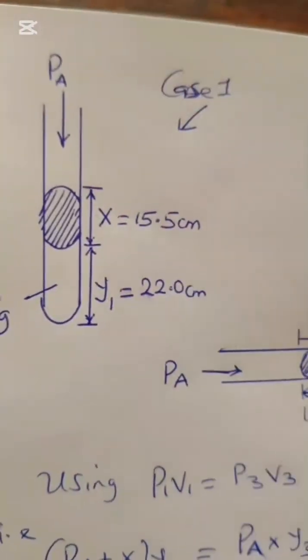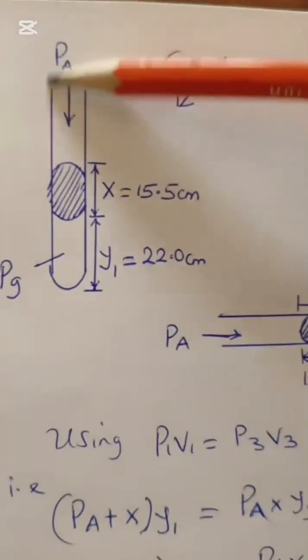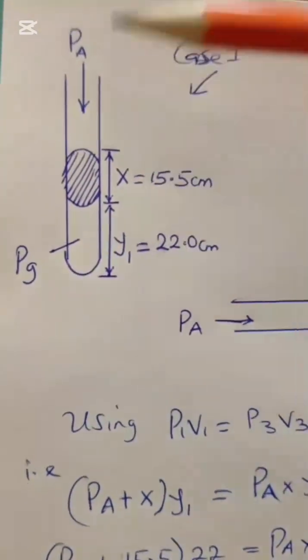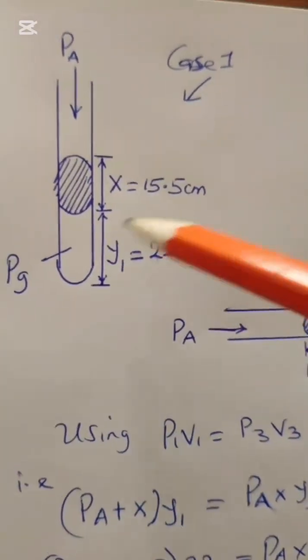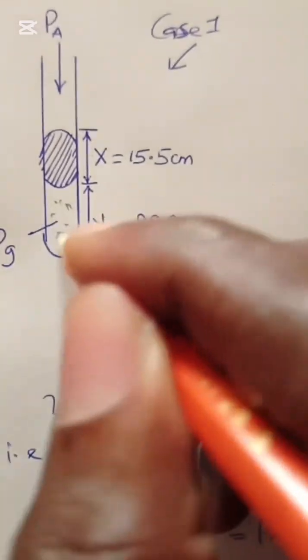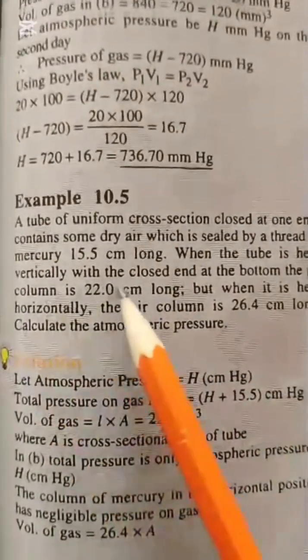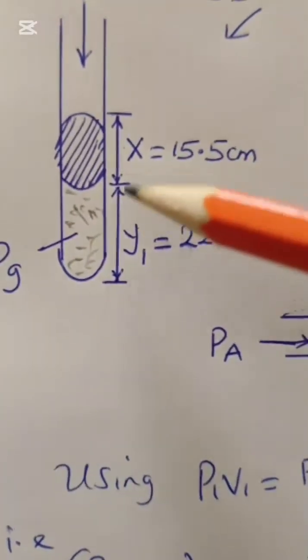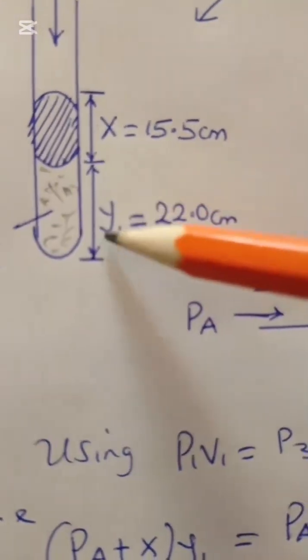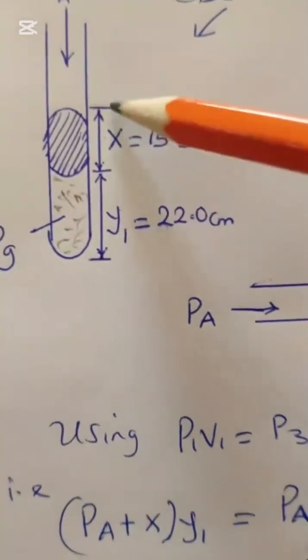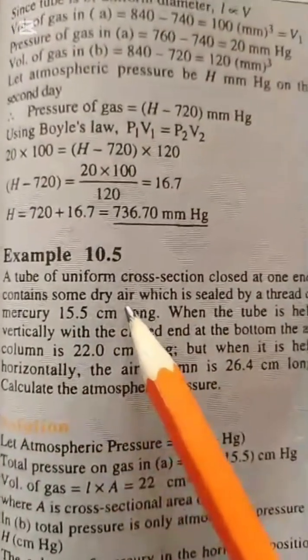I want to use this explanation. So the tube is held vertically with the closed end at the bottom. Over here you have your trapped gas, down here. The air column is 22 centimeters long. The air column, that's the trapped air, has a length Y1 of 22 centimeters. Remember, this is the mercury column. X is given as 15.5 centimeters.